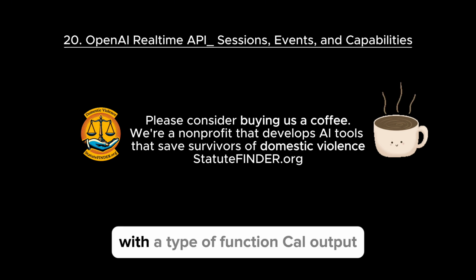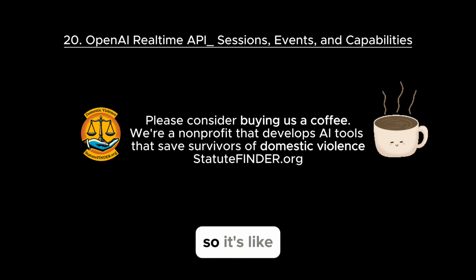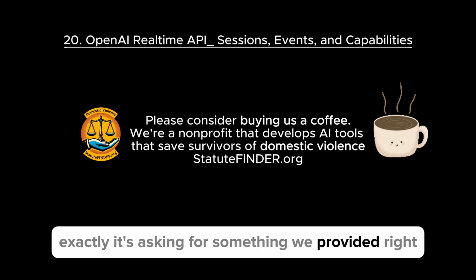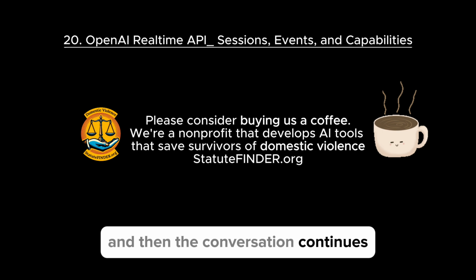Conversation.item.create, with a type of function call output. So it's like we're having this little code-based side conversation. Exactly. It's asking for something we provided, and then the conversation continues. Yeah. This is incredibly powerful stuff.